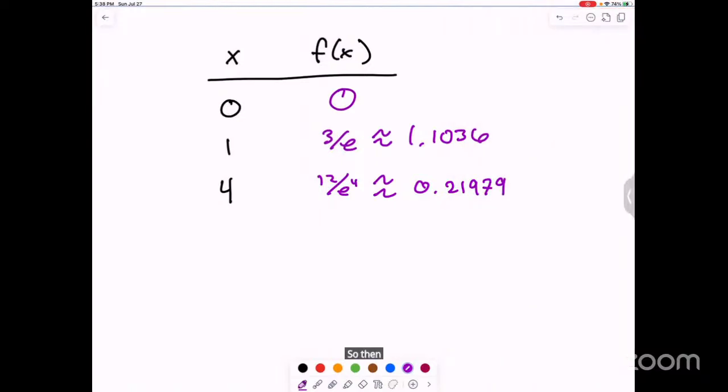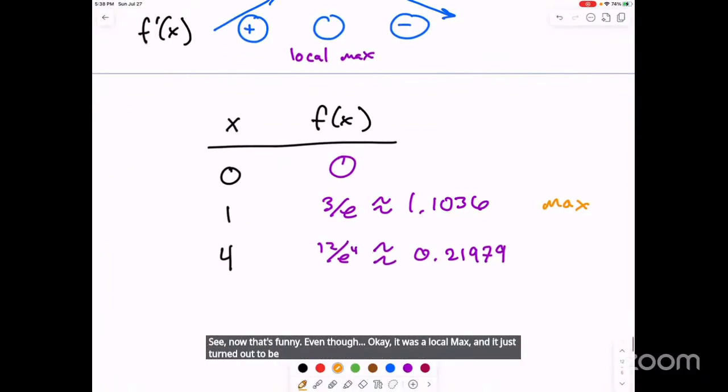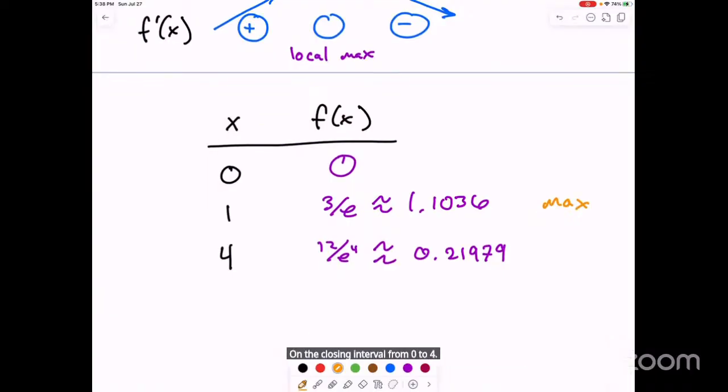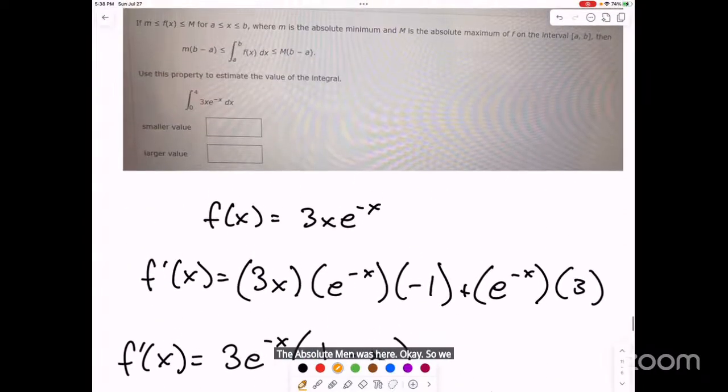So then the absolute max, we get this for a max. See, now that's funny. Even though it was a local max, it just turned out to be our absolute max on the closed interval from 0 to 4. And our minimum value was here. The absolute min was here. Okay? So we have our max and our min.